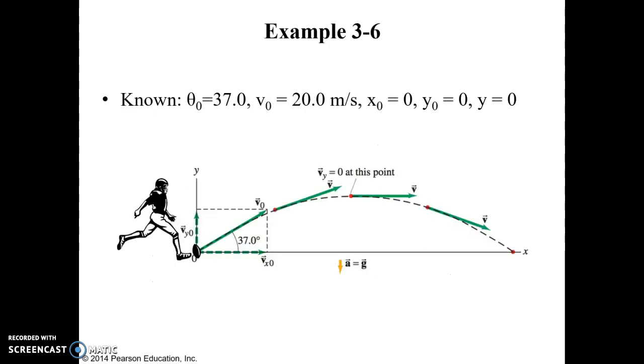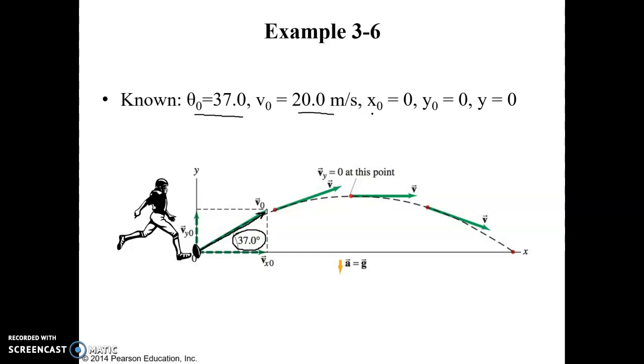So we need to write down what we know, what was given to us in the problem statement, and that is that the initial theta angle here is 37 degrees. That's the angle that the initial trajectory makes with the horizontal. The initial velocity is 20 meters per second. So that is not the vertical or horizontal velocity, but the resultant of those two components, the diagonal velocity, if you will.